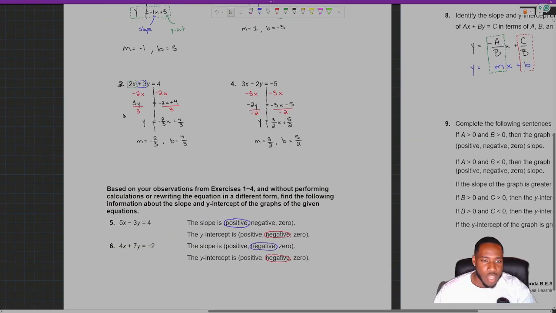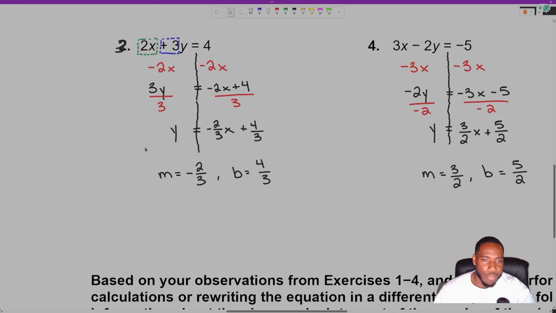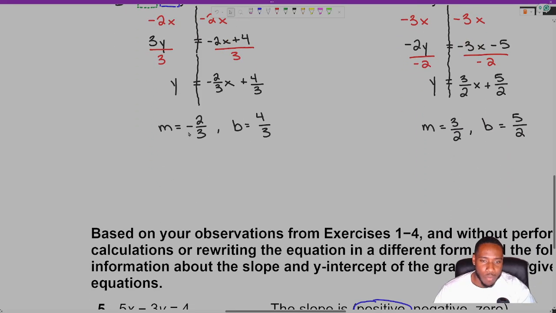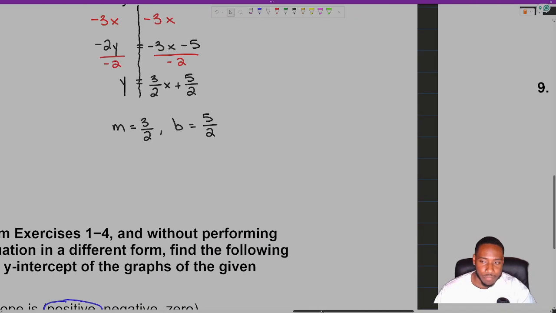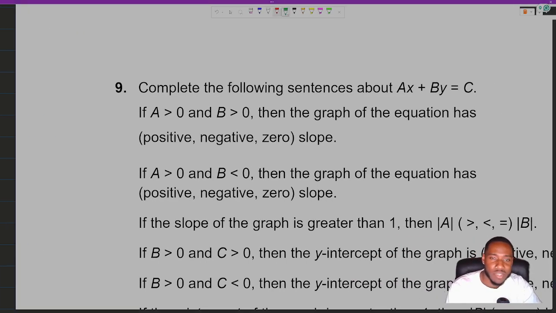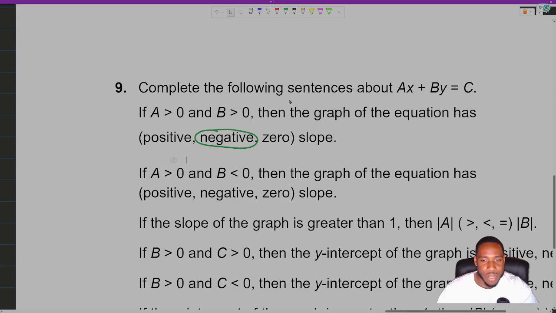And hopefully, you can come over here to number 3, right? A here is 2, and b here is 3. Both of those are greater than 0. So when we have a situation like that, a is greater than 0 and b is greater than 0, what do we notice about the slope? The slope here is negative 2/3. That's a negative number. And so what we would pick is the graph of the equation has a negative slope.